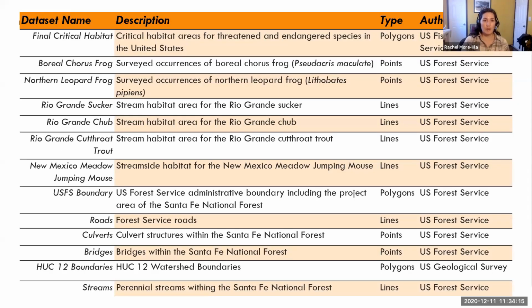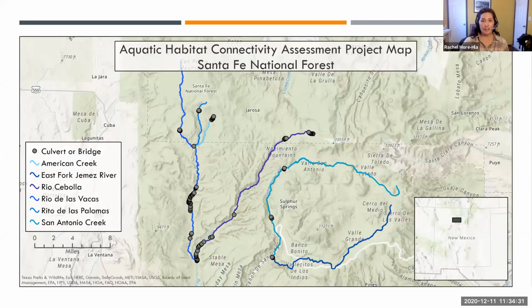I started by compiling all the necessary spatial data into ArcGIS Online. From there, I created a targeted culverts layer containing all the other data in relation to each culvert. The project area was within the Jemez district of Santa Fe National Forest in northern New Mexico.